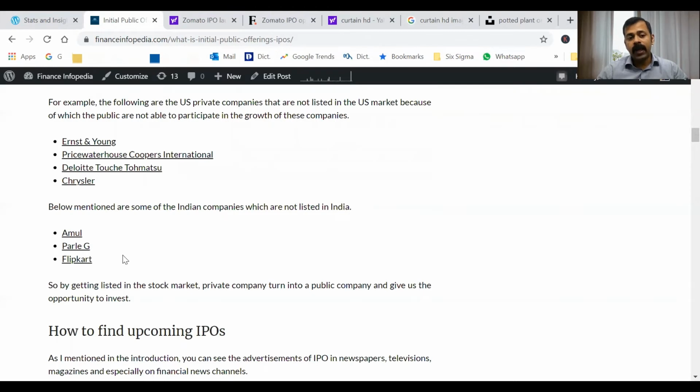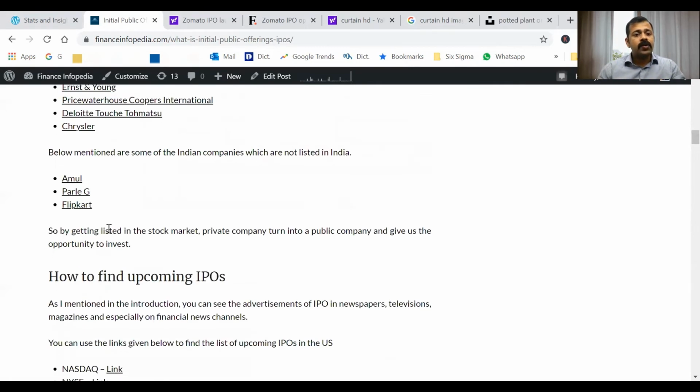The first two, Amul and Parle-G. These are very old companies. Any layman can recognize these companies. Amul milk products and Parle-G biscuits are something that we consume on a regular basis from our childhood. And Flipkart is reasonably a new company, but still it is one of the largest e-commerce companies in India. So these three companies, even now when I'm recording this video, are private companies which are not listed in the Indian share markets like Bombay Stock Exchange and National Stock Exchange.